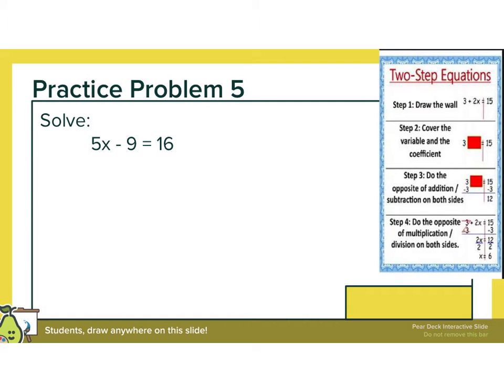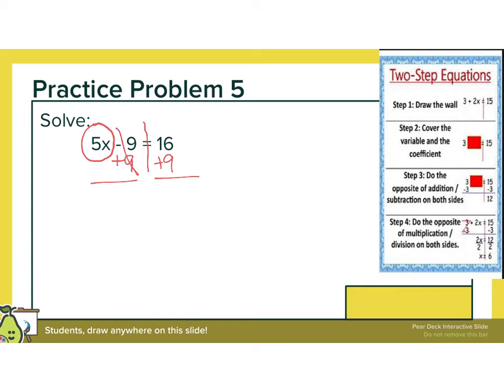Oh, good, no fractions. Okay, step 1, draw the wall. Step 2, circle the variable. Step 3, get rid of what's on the outside by doing the opposite. Opposite of -9 is +9.